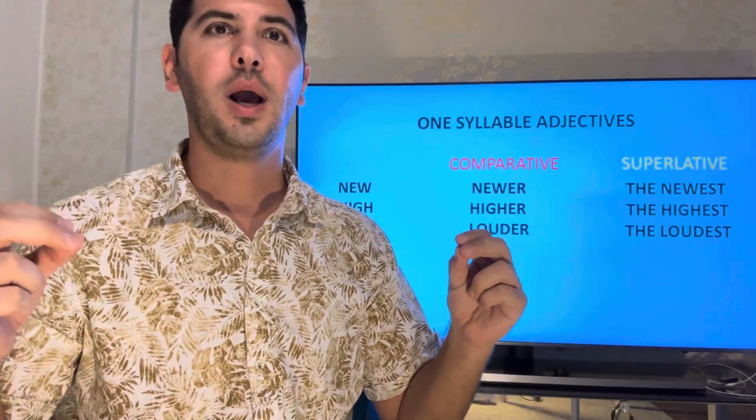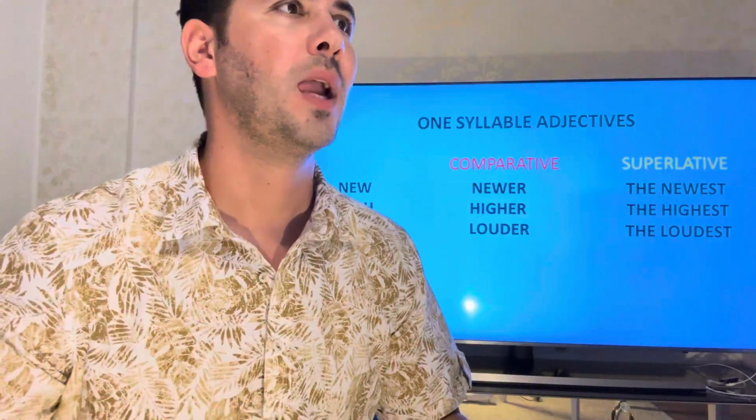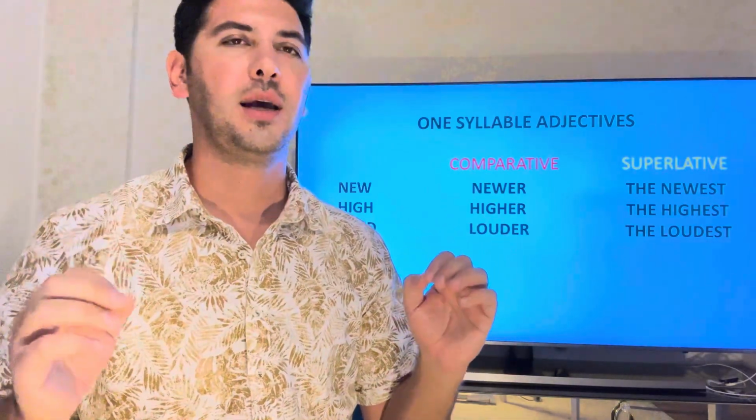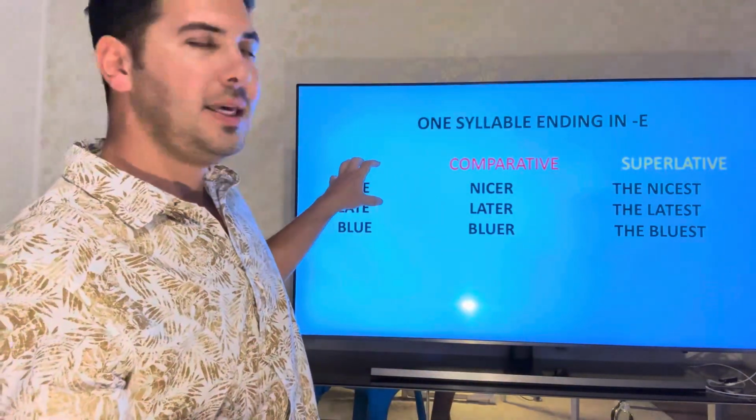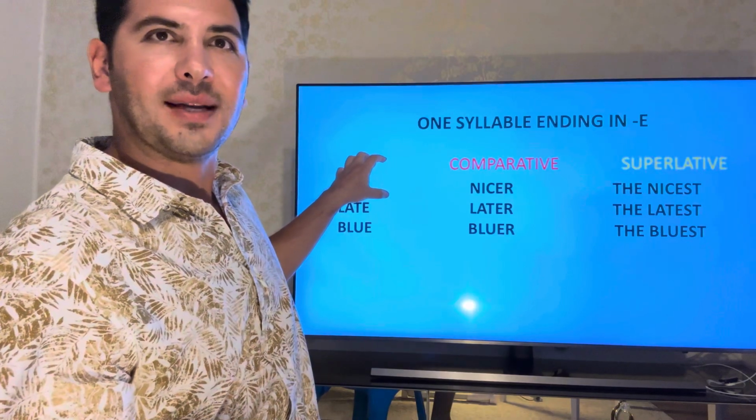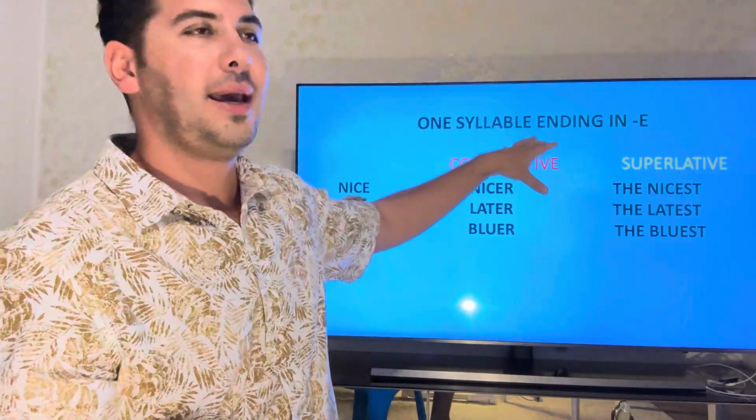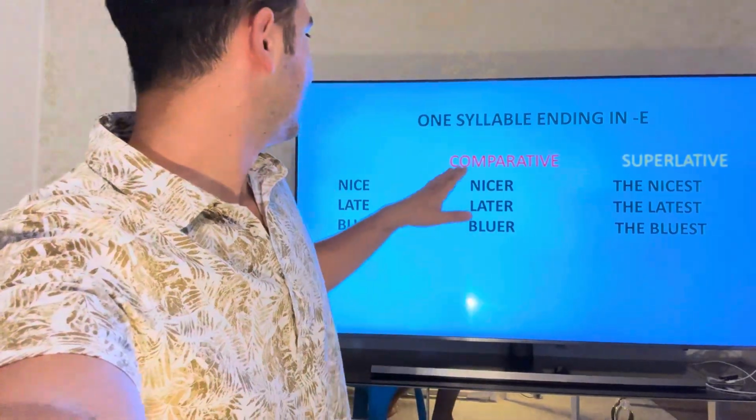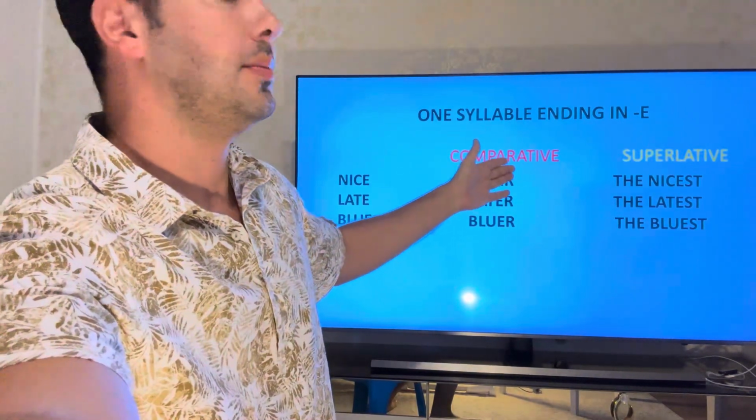Now we said a little while ago that we have some nuances. What are these nuances? Actually, the rules. Let's examine them together. For example, one syllable ending in E. We remove the E at the end and replace it with ER or EST. Yep. Nice, nicer, the nicest, late, later, the latest. Blue, bluer, the bluest.